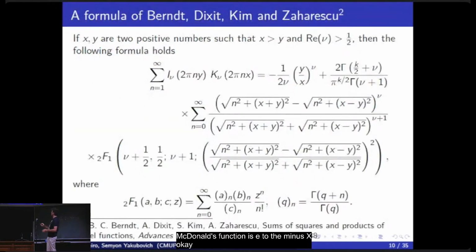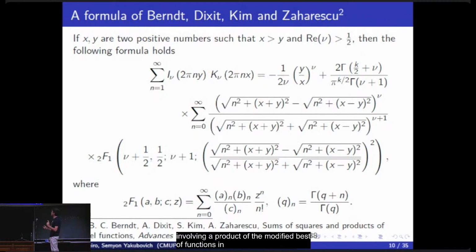Okay, now a bit scary, this formula, but in 2018, Berndt, Dixit, Kim, and Zaharescu, motivated by the work of Ramanujan and Koshliakov, proved a general summation formula involving the product of Bessel functions. This was motivated by a way to generalize some claims of Ramanujan, but the thing that they got was this. We have on one side a series involving a product of the modified Bessel functions, I and K.